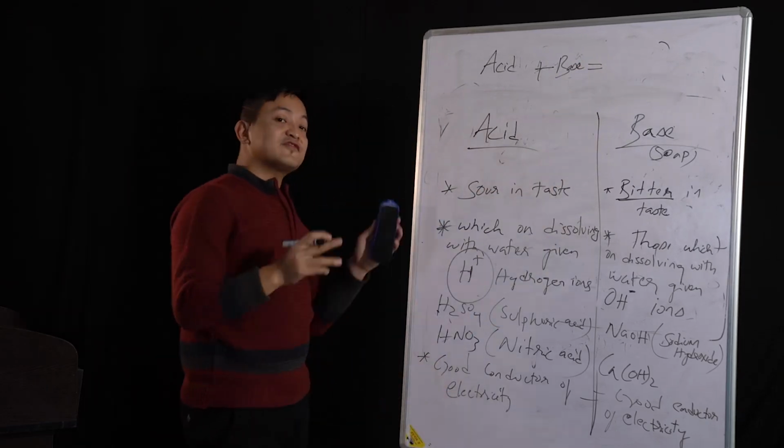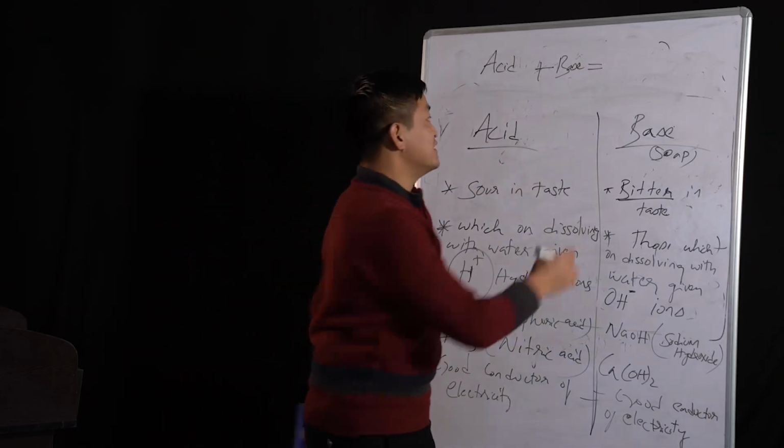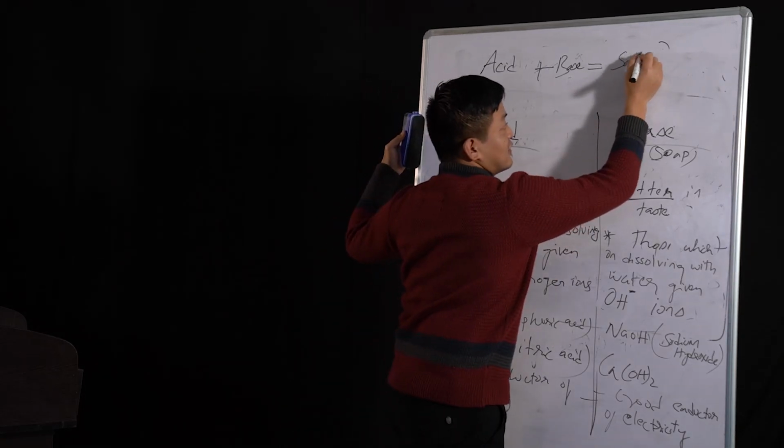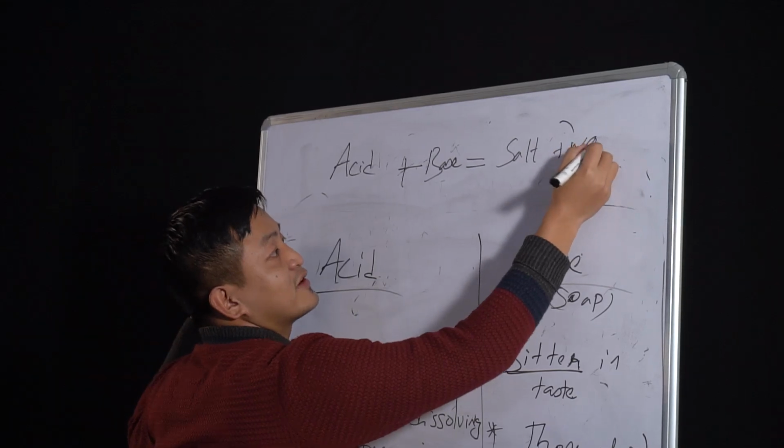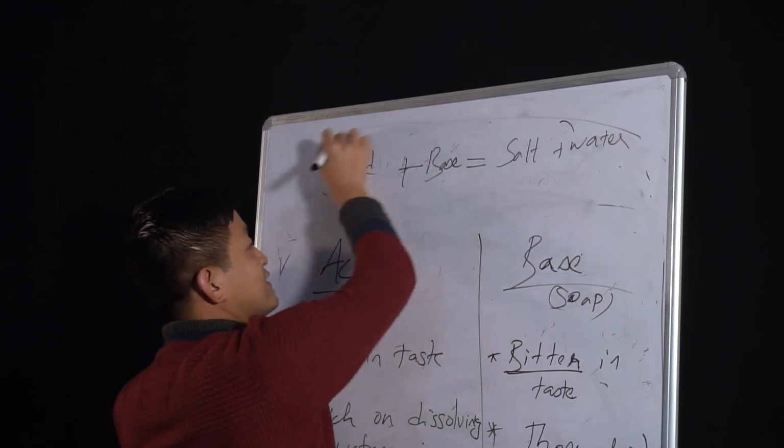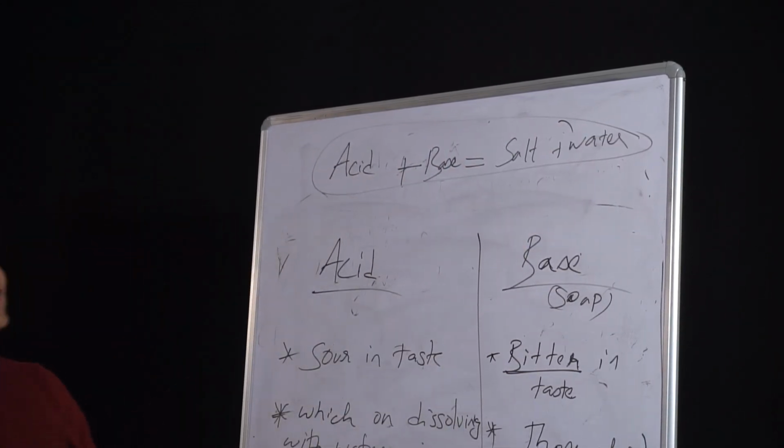Acid and base, if they react together, we will see salt and water. Okay? Acid and base react together to give salt and water. And this process is also known as a neutralization reaction, students.